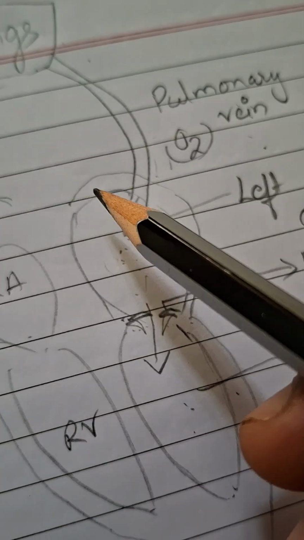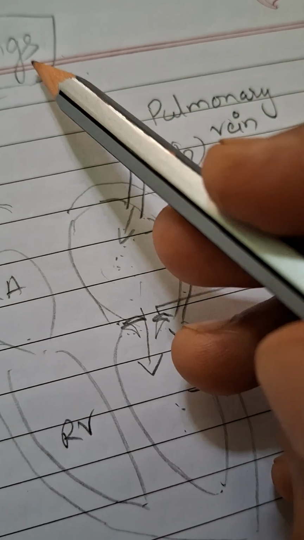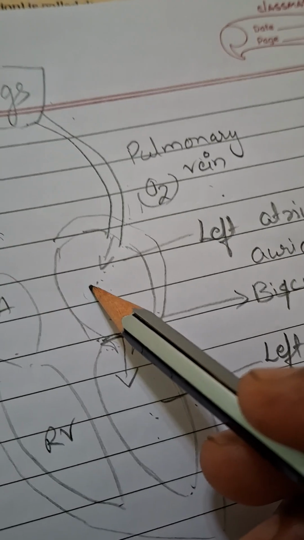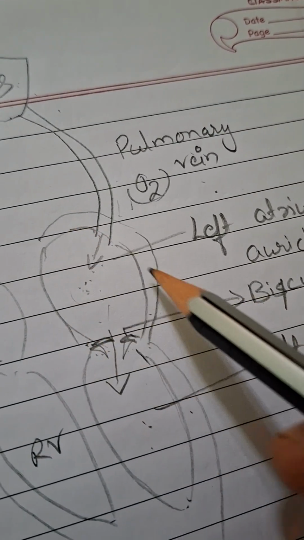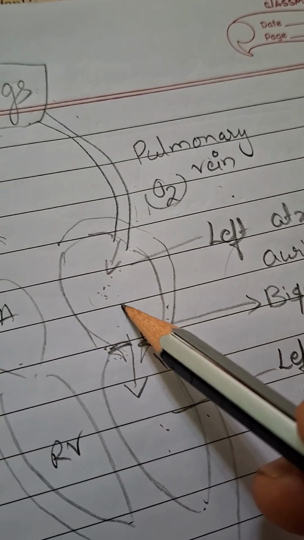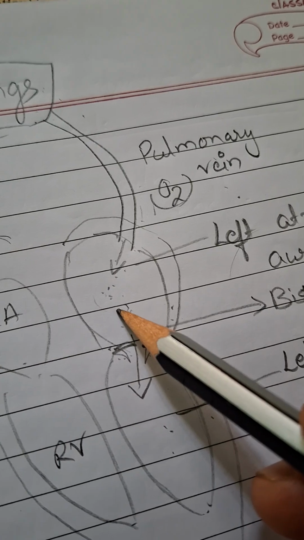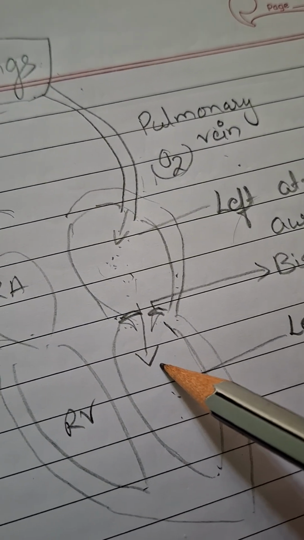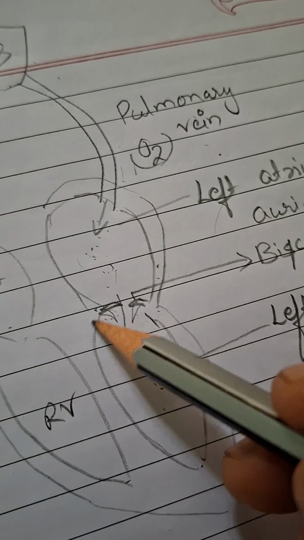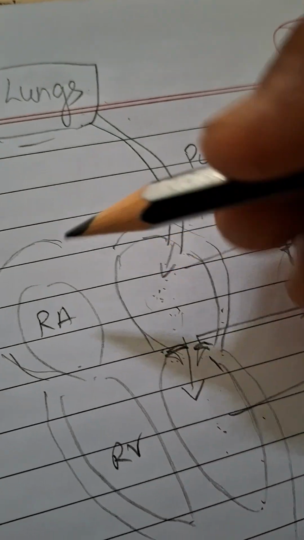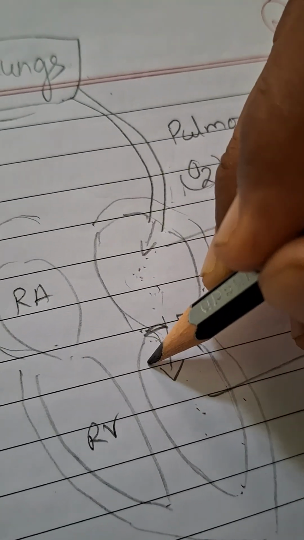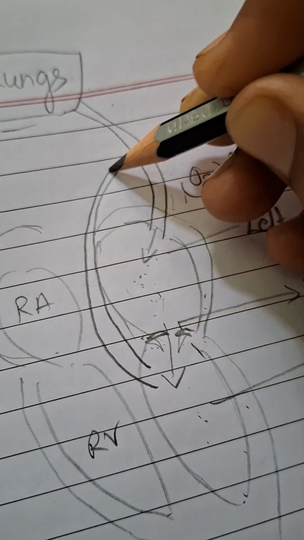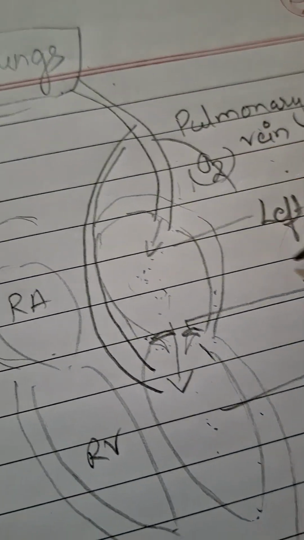Again, the pulmonary vein takes oxygenated blood to the left atrium, diastole. After some time, due to the pressure of the valve, it will undergo systole. The blood will enter the left ventricle. This will undergo diastole. Now remember, from the left ventricle, the most important blood vessel is coming out.